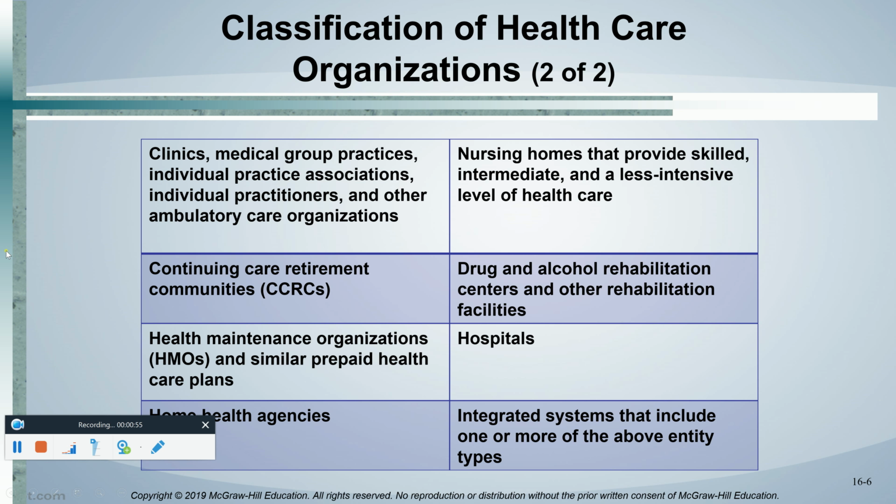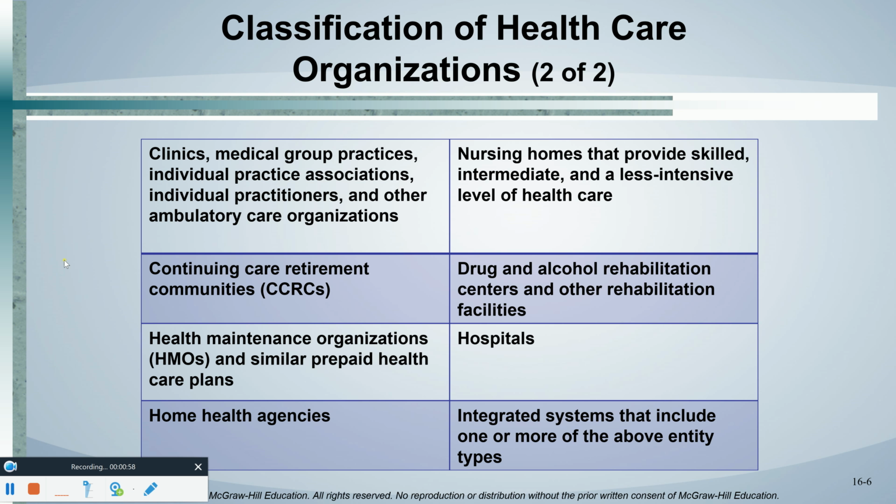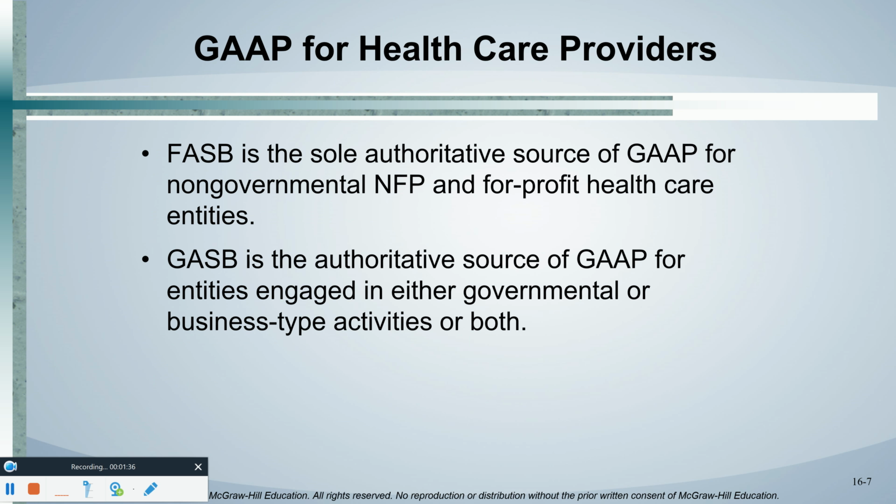There are various types of healthcare organizations. We're going to concentrate on hospitals when we go through accounting for healthcare organizations, but I just need you to understand that there are various forms of healthcare organizations above and beyond just hospitals. There's clinics, medical group practices, individual practitioners, retirement communities, HMOs, home health agencies, nursing homes, drug and alcohol rehab centers. So you can see they come in different flavors. But for purposes of this chapter, we're most likely going to be concentrating on hospitals.